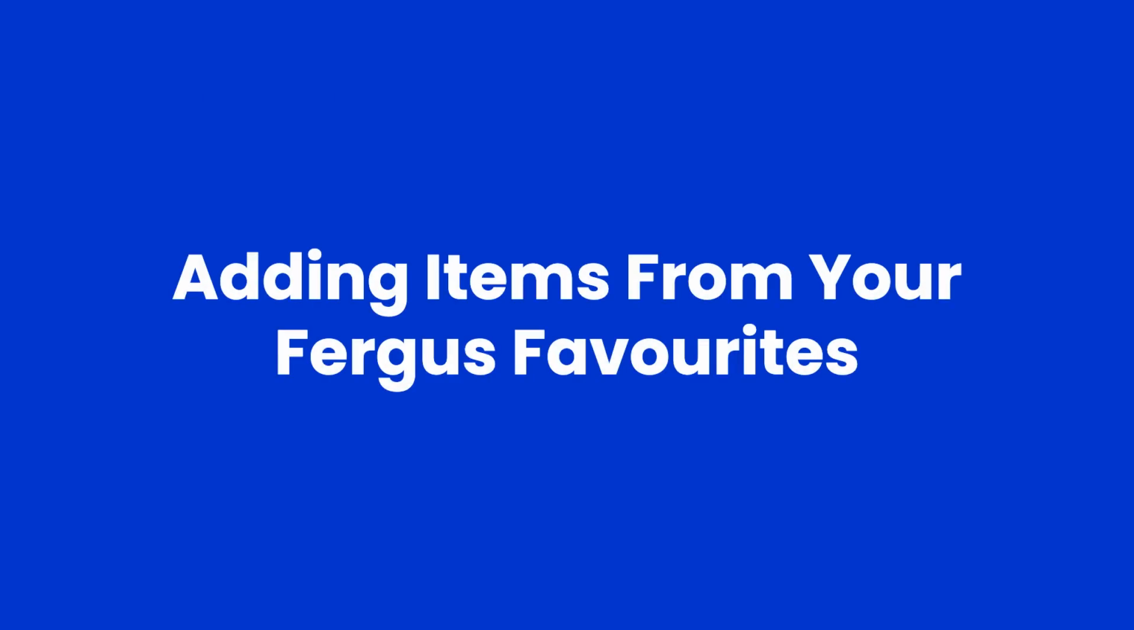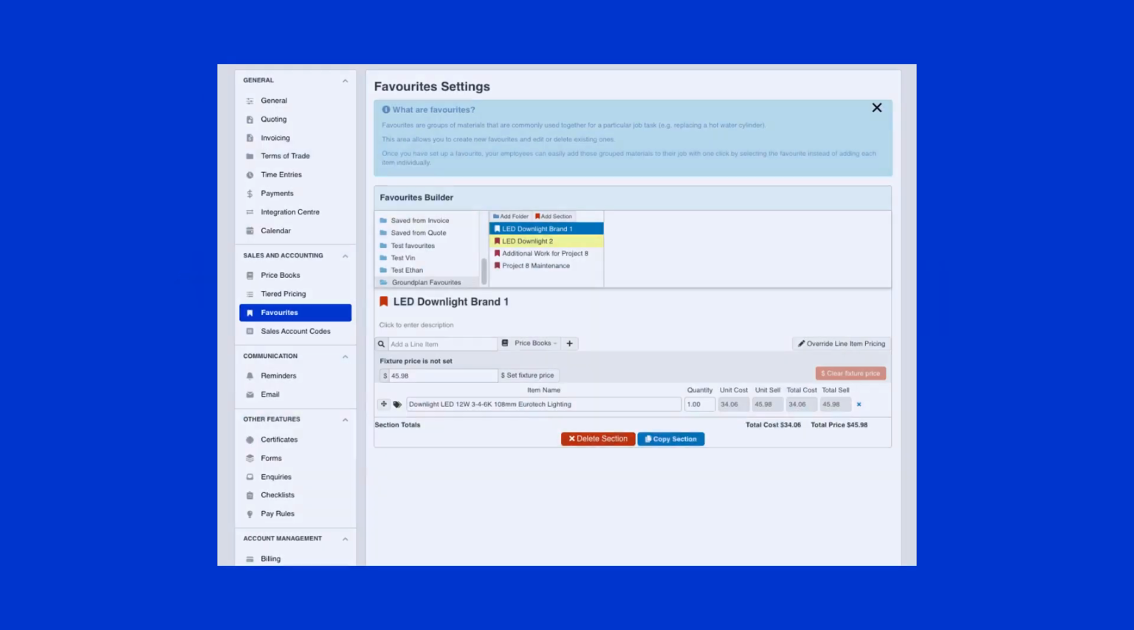At this stage, you can start adding items from your Fergus favorites to your plans. To do this, you'll first need to create a section in your Fergus favorites. Each section must only contain one line item. So, if you're adding multiple items, you'll need to create a separate section for each one.